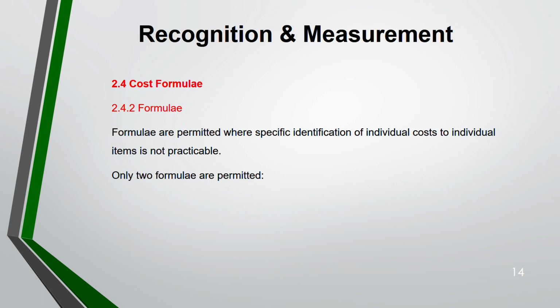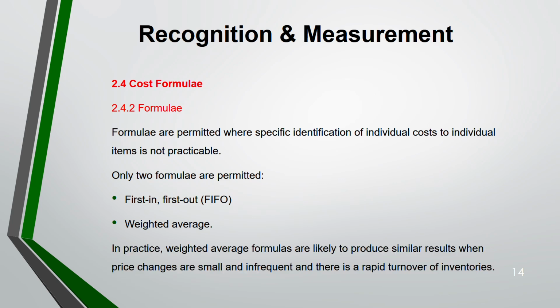There are two formulas that are permitted according to IAS 2. FIFO and weighted average. FIFO is first in, first out. So in practice, weighted average formulas are likely to produce similar results when price changes are small. See, in your exam, they might tell you which one is better. This is also an area which is hugely tested, FIFO and weighted average.